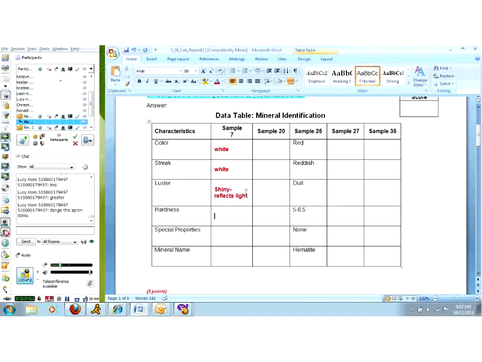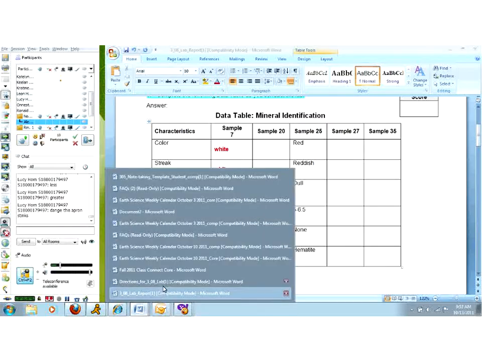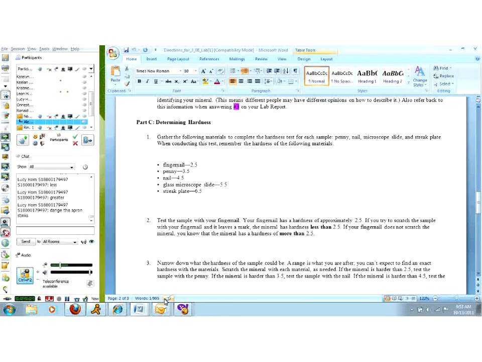Nope, my penny's not scratching it, so I'm going to go to the next thing. And the next thing was, I can't remember. What came after penny? Anybody remember? Let's take a quick peek. Regular nail. A regular nail.